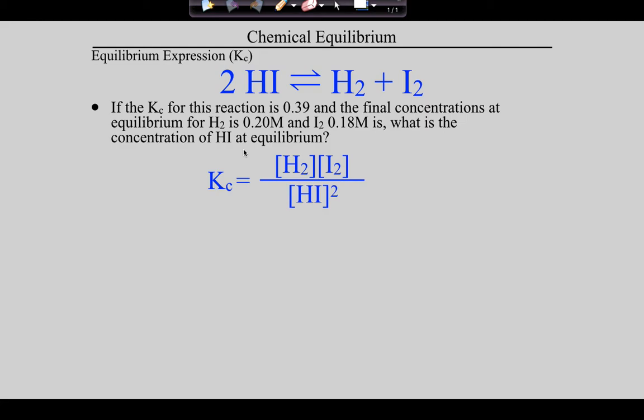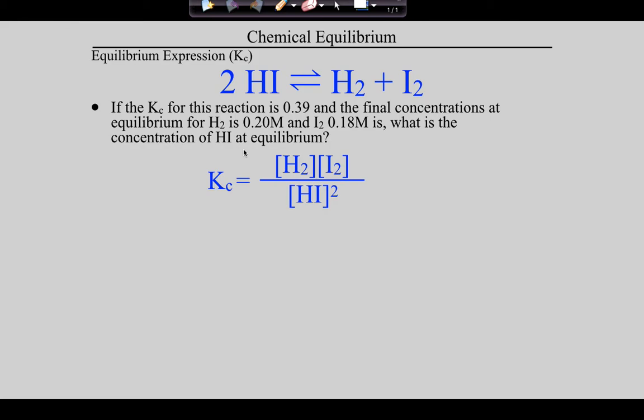All right, now, guys, you don't need to write this down, but here's the other type of question. In the previous problem, you were given all the molarities and you solved for Kc. Now you're given Kc, and you're going to solve for a molarity. So read it with me. It says, if the Kc for this reaction is 0.39, guys, stop there.